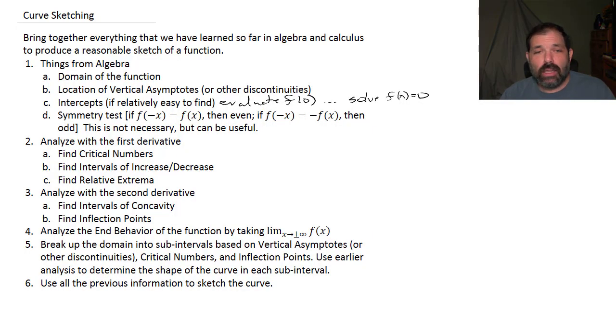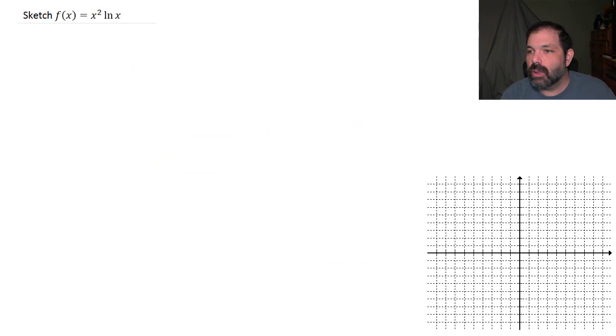Hello again. Let's take another example, curve sketching, and again here are the general ideas I'm going to follow for this example. Now we wish to sketch the function x squared times the natural log of x. Now recall that the natural log function is only defined for positive values of x. So that means that we have to consider that restriction in our domain.